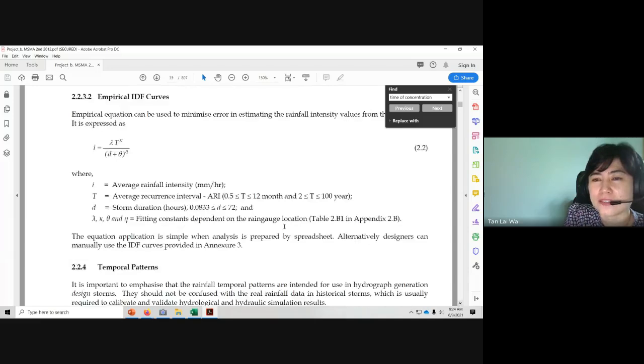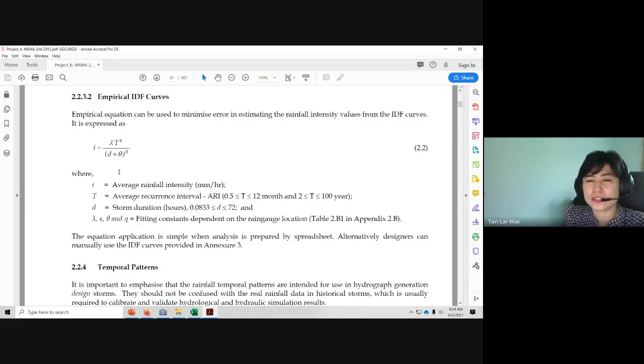Now, this is the formula, Equation 2.2. You need to use this formula now. You are looking at my formula right now, right? On the MASMA one, right? I equals lambda T to the power of kappa divided by (d plus theta) to the power of eta. Alright. Okay, now you have here, I would be the average rainfall intensity.